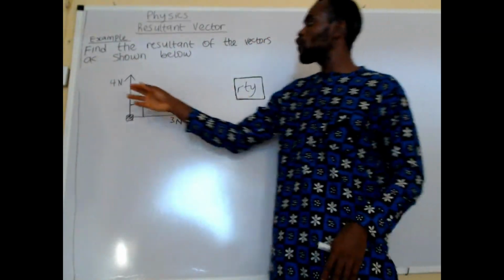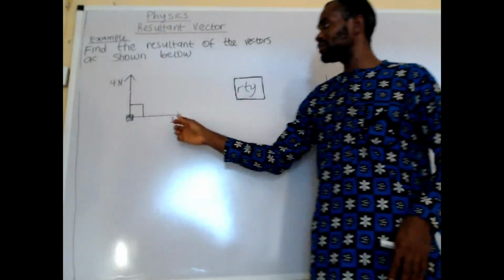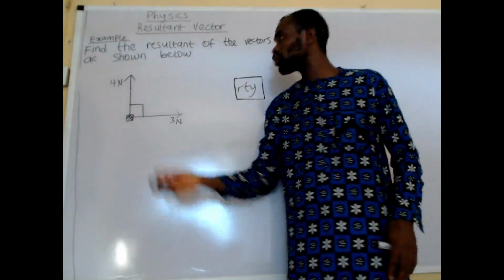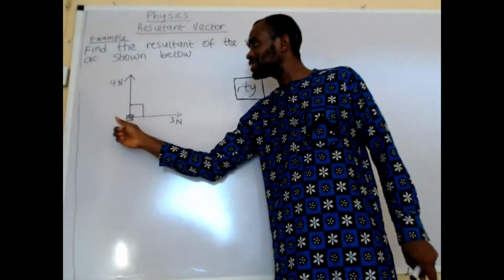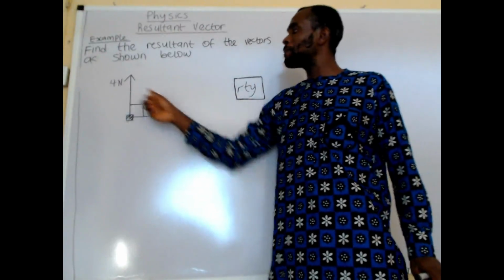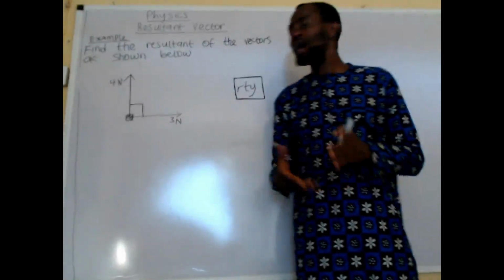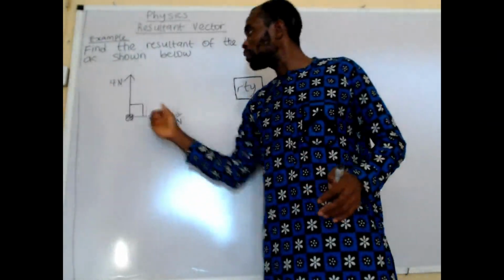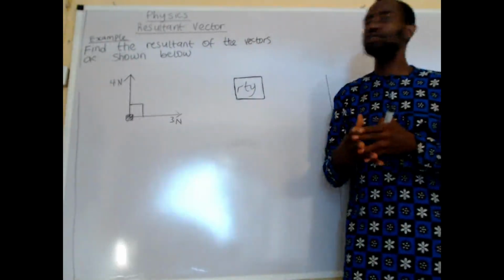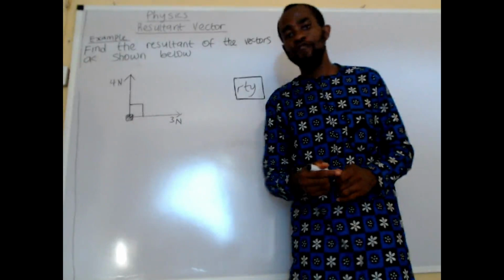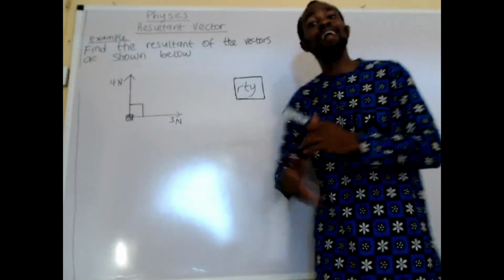We have two vectors, 4 Newton and 3 Newton, two forces. Forces are examples of vectors, and they are acting at this point, and they are both perpendicular to each other. Now, how do you sum these two vectors that are 90 degrees to each other to get their resultant vector? The rule applies for all vectors.